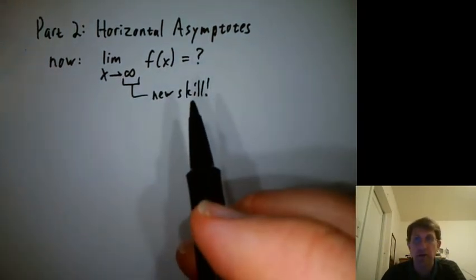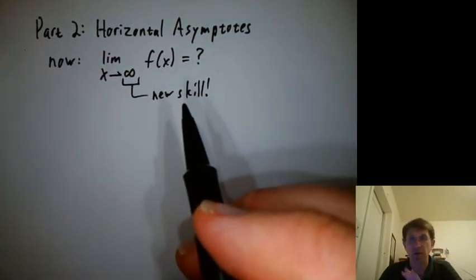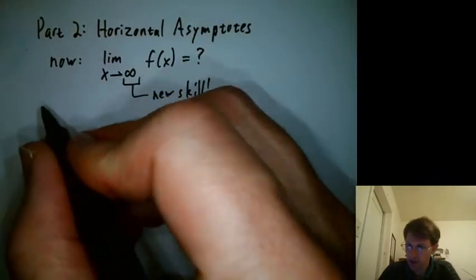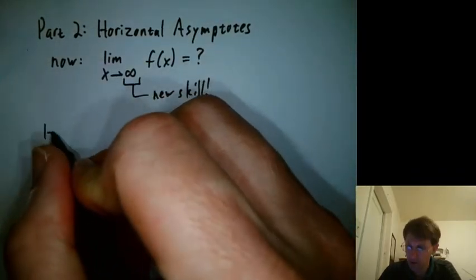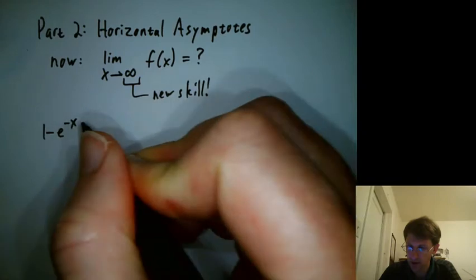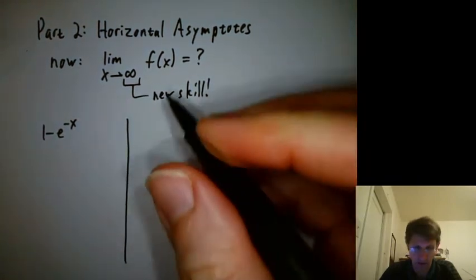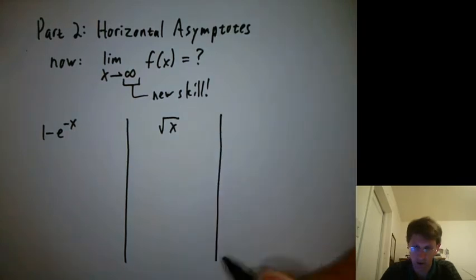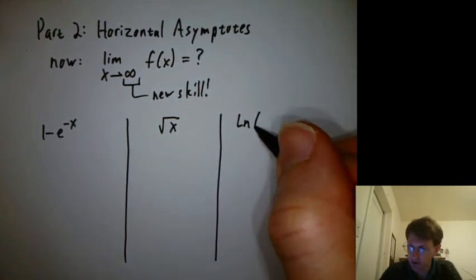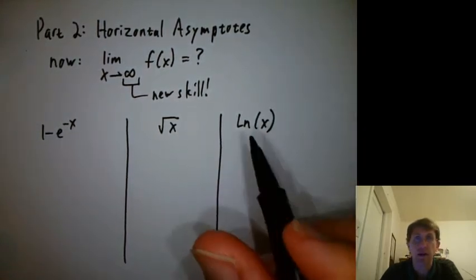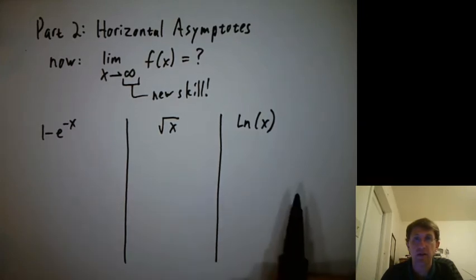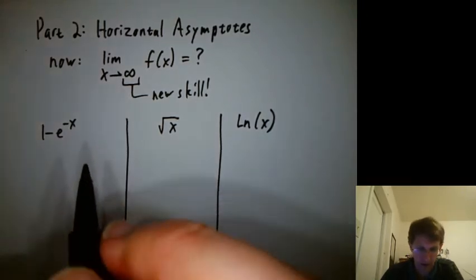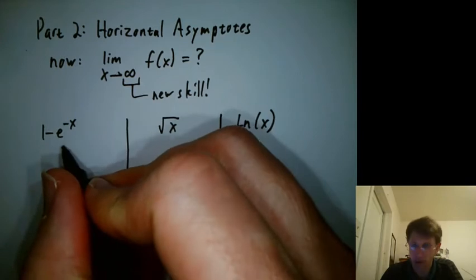I'm going to start us with 3 interesting examples that have some interesting similarities and differences. One is 1 minus e to the minus x. The next one is square root of x. And the next one is log x. So go ahead and sketch each of those. This one might be a little hard. It's good to think of it in pieces.